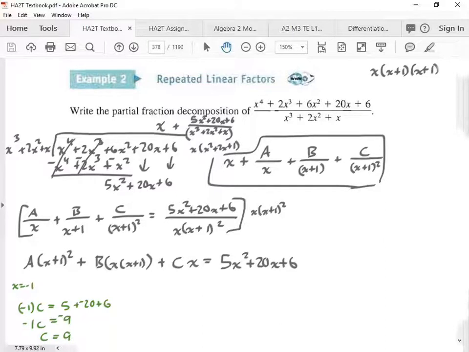Hey, we already got one of our letters. Everybody's excited. How come I'm not hearing any cheers going on right now? It's like, okay. No. All right, so our c is 9.